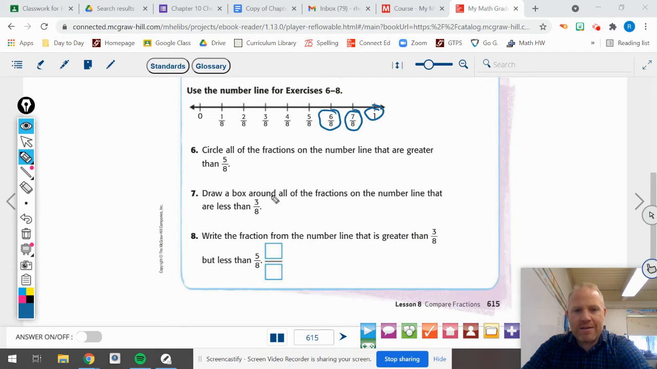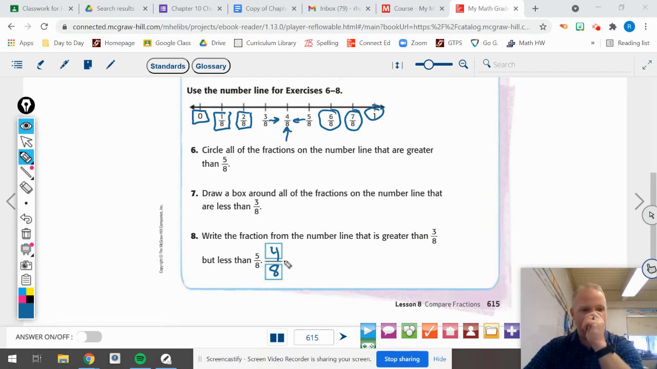Draw a box around all the fractions in the number line that are less than 3/8. So we look at 3/8 and we go smaller. 2/8 is smaller, 1/8 is smaller, and 0/8 is smaller. Write the fraction from the number line that is greater than 3/8 but less than 5/8. So greater than 3/8 would be this way, and less than 5/8 would be this way. So this is the one we're looking for, which was 4/8.